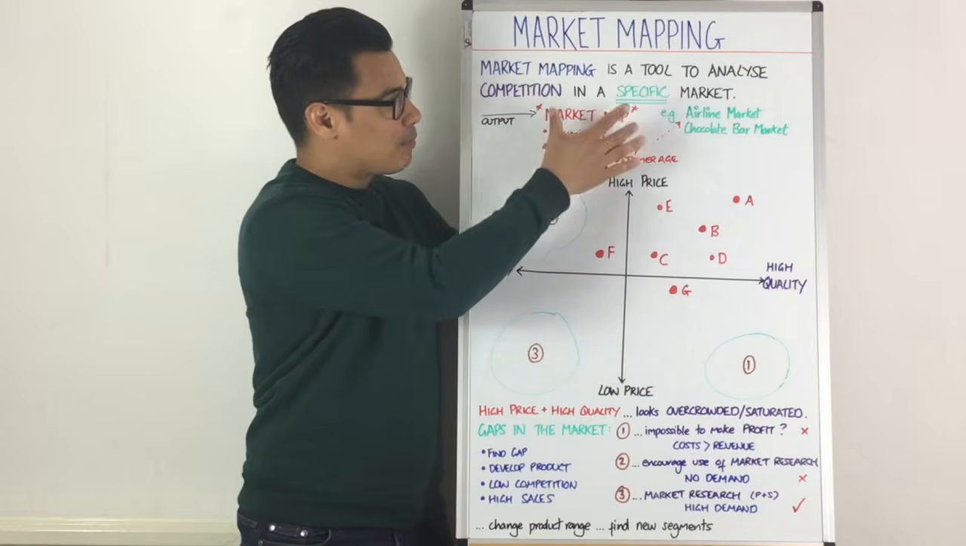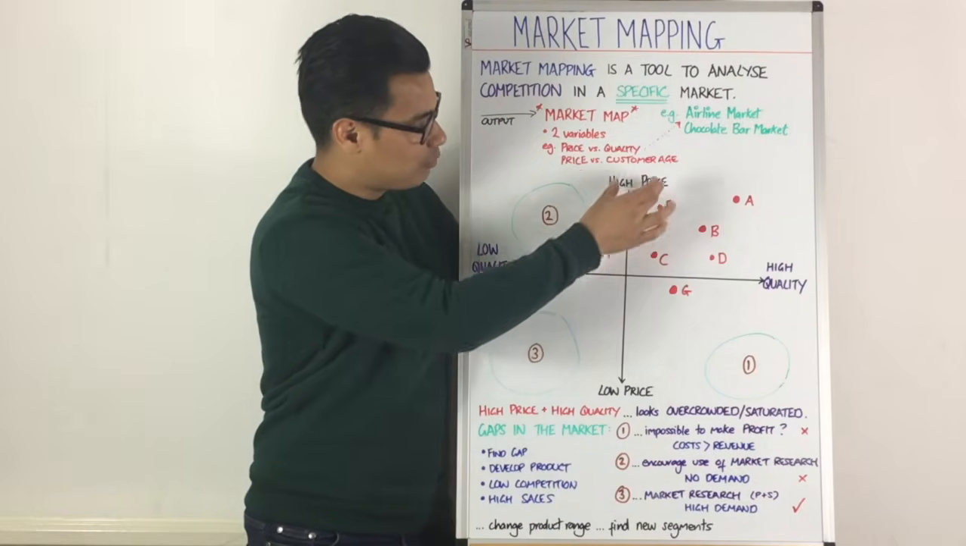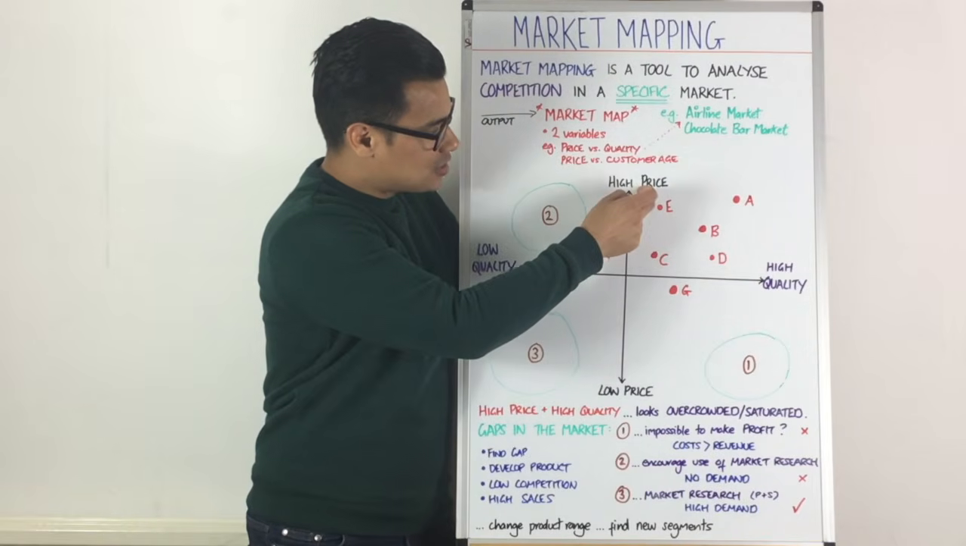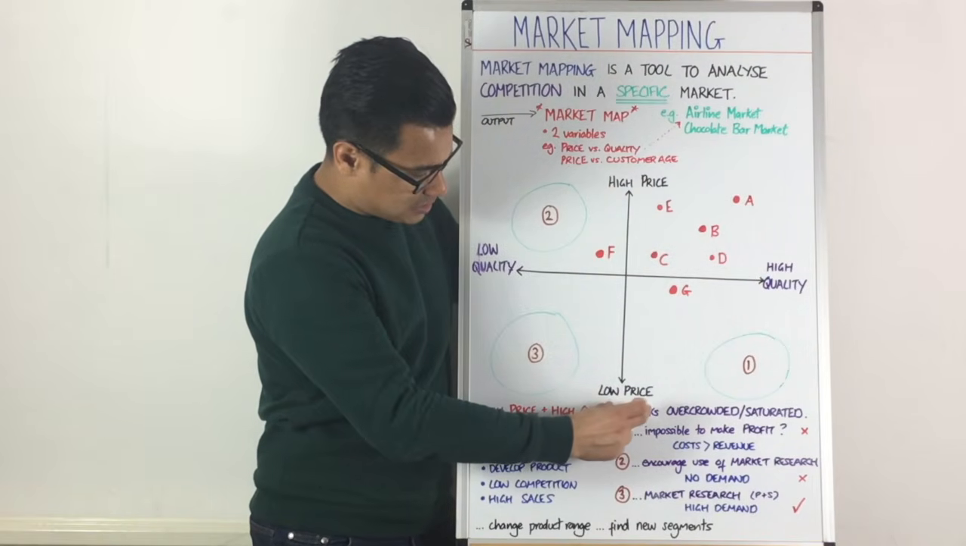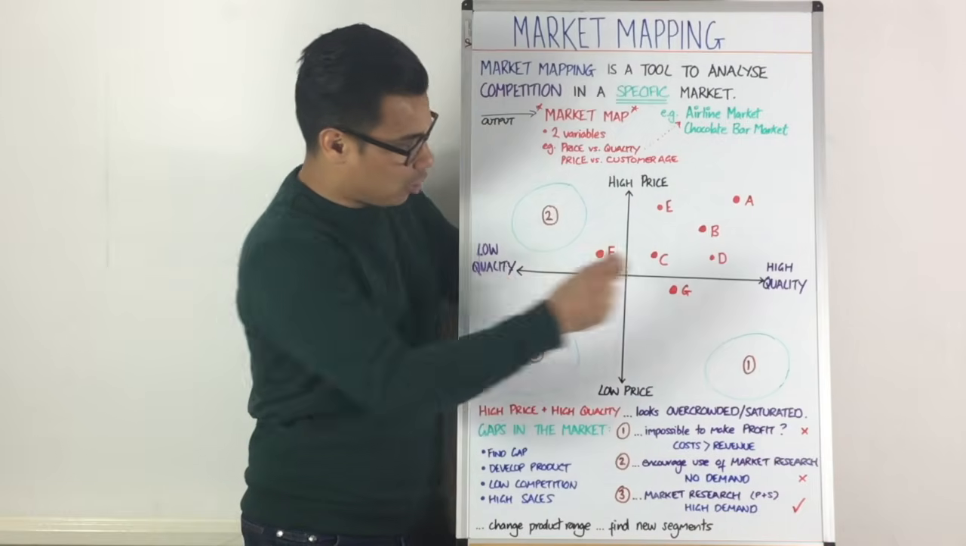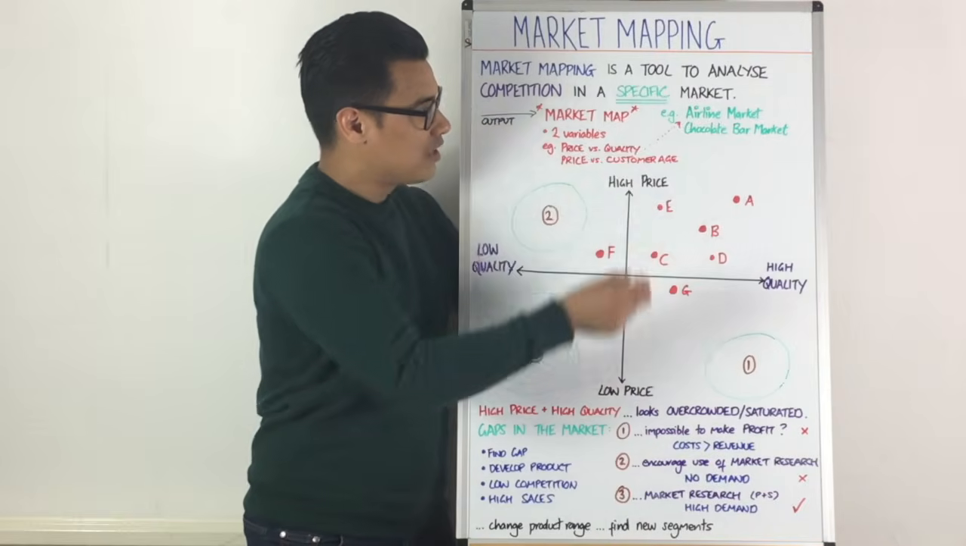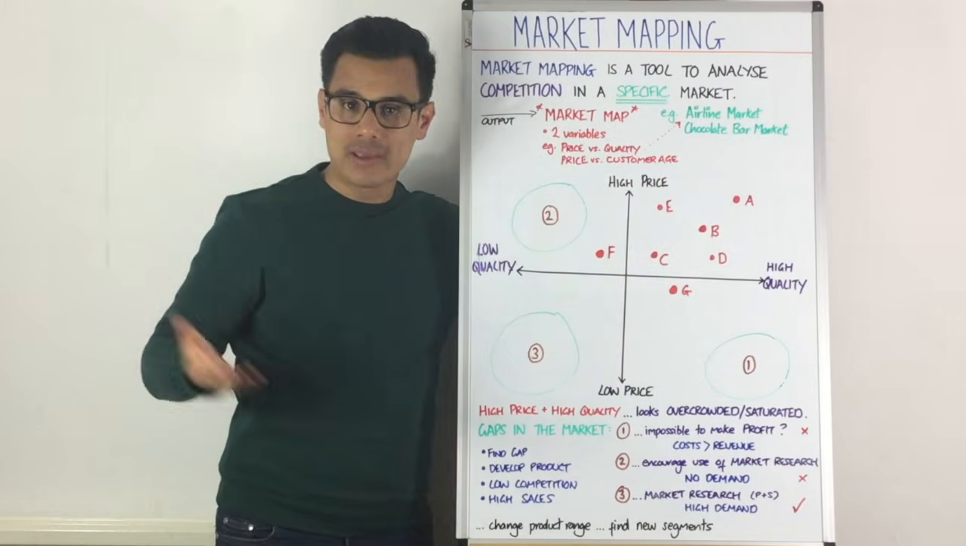Well, you would plot that onto your market map and you can see it here. So we've got price on this axis and quality on this axis. On this side, we've got high price, and at the other end of the scale, we've got low price, and here we've got high quality, and here we've got low quality. So this is our market map for the specific market that is the airline market, aeroplanes.